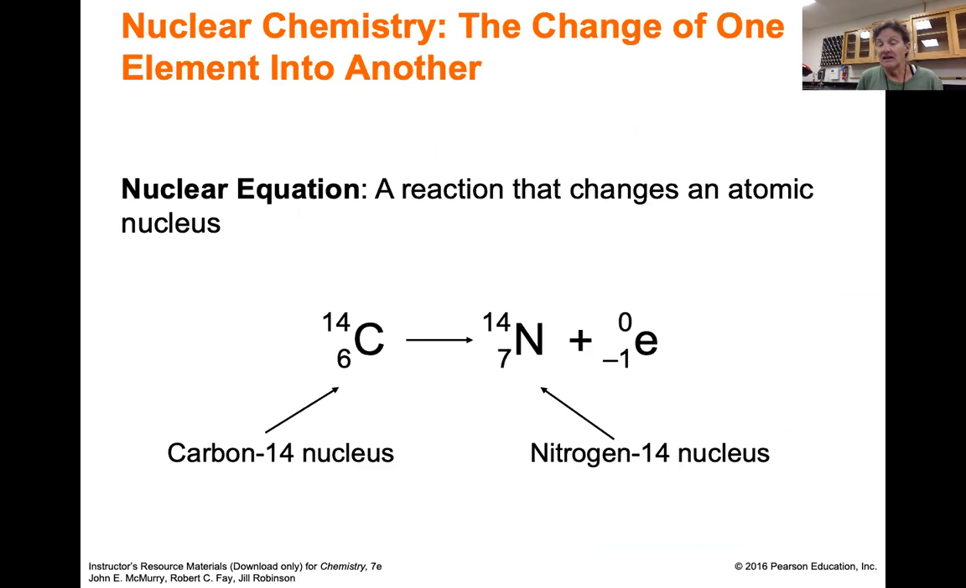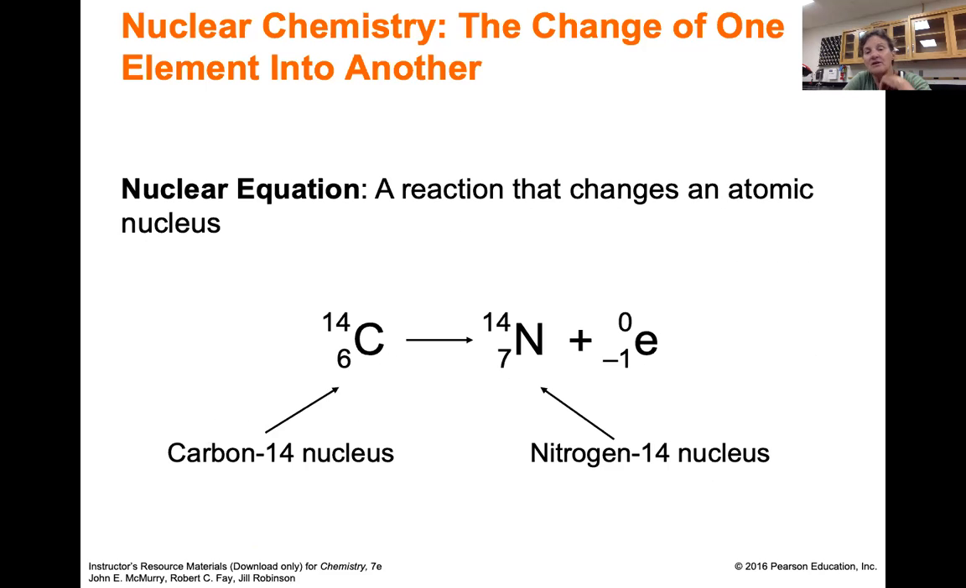So now we're going to talk just briefly, and then we'll take a break, about nuclear chemistry. So that's when one element actually changes into a different element. So this isn't a chemical reaction, this is a nuclear reaction. So the equation that represents, for example, in the upper atmosphere, carbon-14 can become nitrogen-14. And in that process, you lose an electron from the nucleus.